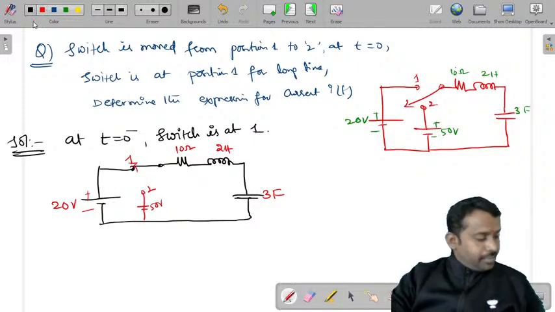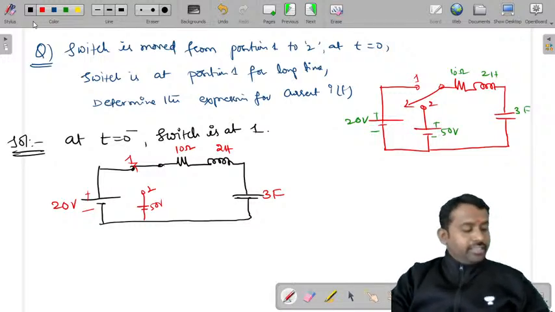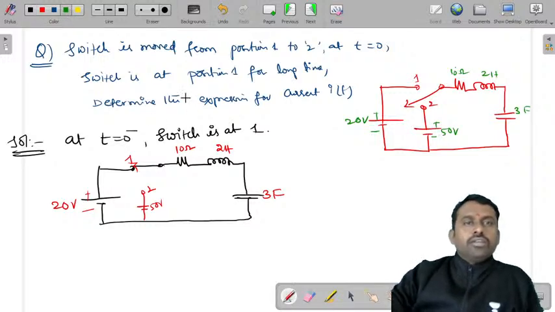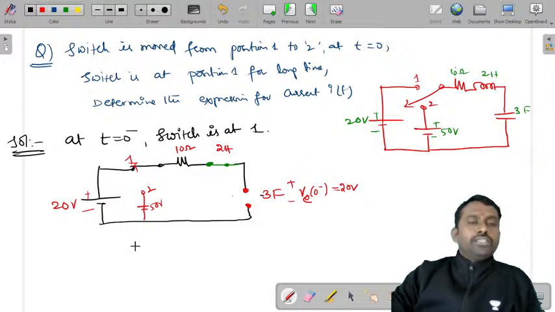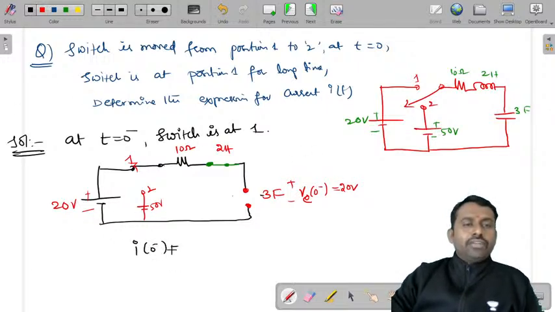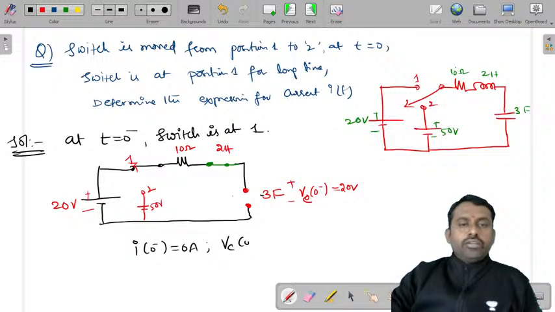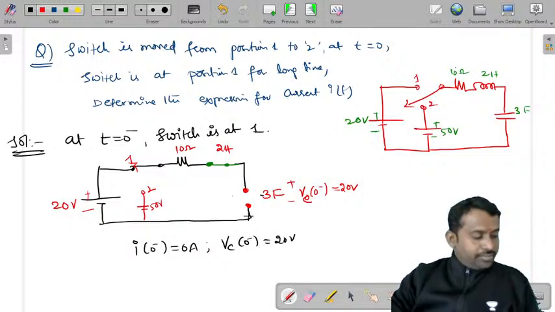So when it is for an infinite time, this inductor will act as a short circuit and the capacitor will act like an open circuit, and the voltage across the capacitor is 20 volts. So what is the value of current in this? I of 0 minus will be 0 amperes, but the voltage across the capacitor will be 20 volts.